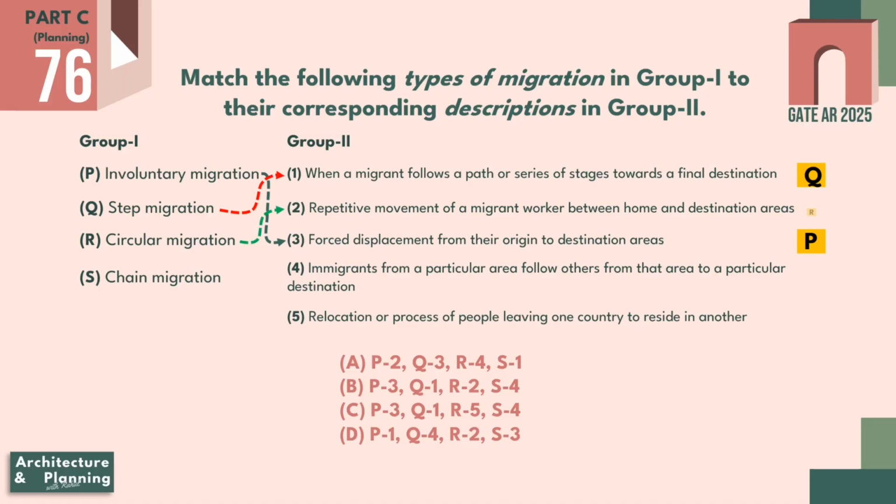So 2 is the correct definition of this. The last one is chain migration. In this type of migration, generally a migrant encourages other people of their hometowns to move to a particular final destination, very similar to the case like in search of work. Number 4 is the definition of chain migration. Therefore, the correct answer of this question is option B.